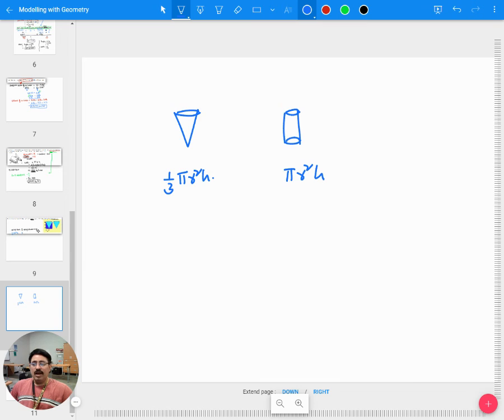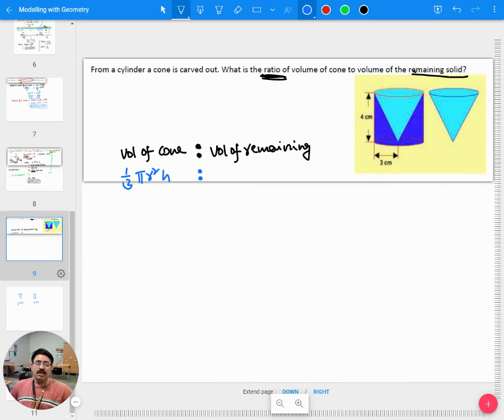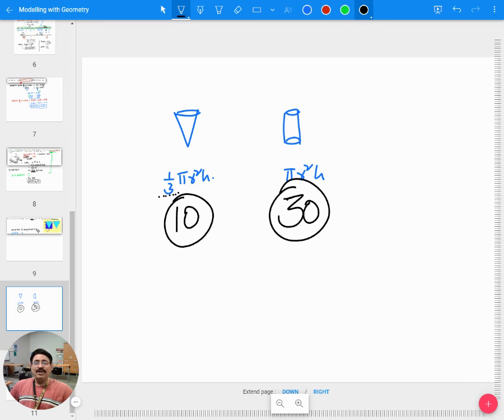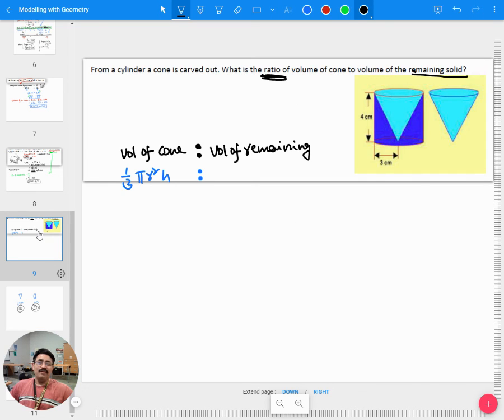Now let's go back to this one. Let me compare this one. Maybe let's assume that this is 30 units, the volume of the cylinder. If this is 30, the volume of the cone is 1/3 of 30, that gives us 10, right? So if I take 10 away from 30, the remaining part is 20, right? This is one way of thinking.